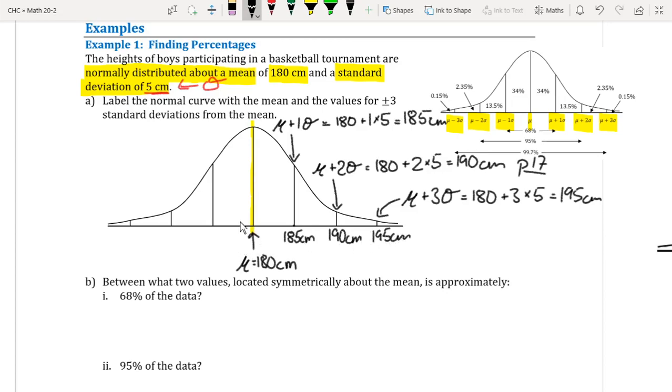Now we're going to go below the mean. So this point right here, that line, represents 1 standard deviation below the mean. So the mean minus 1 standard deviation is going to be 180 minus 1 times 5, which is 175.